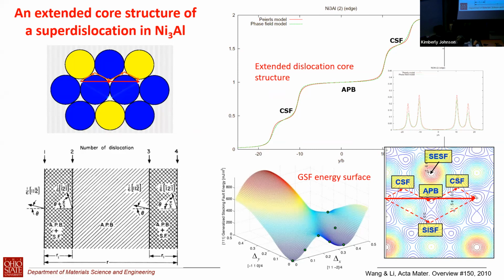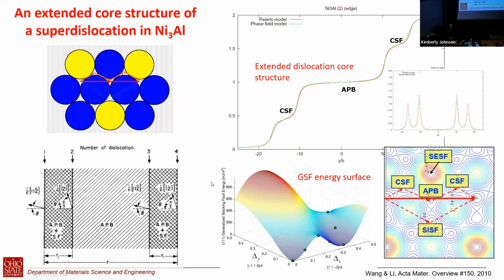Then the dislocation core, in this case, is going to split into Shockley partials, another Shockley partial, and in between you're going to have the antiphase domain boundary, and then you have the Shockley partial and another Shockley partial. In between those, you have what is called a complex stacking fault. So this is the core structure of this dislocation. We call it a superdislocation in an ordered structure.